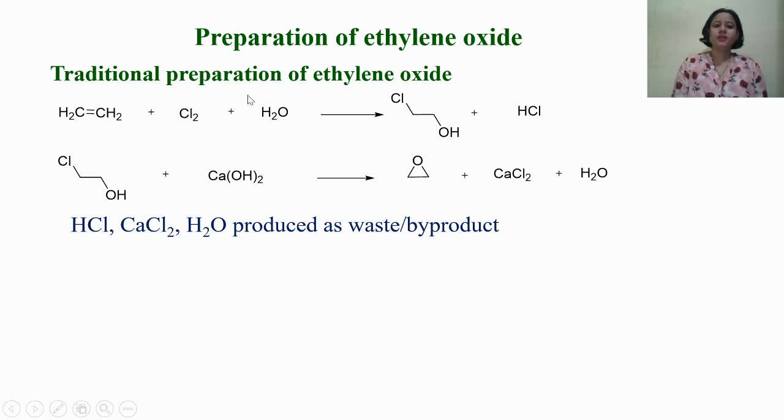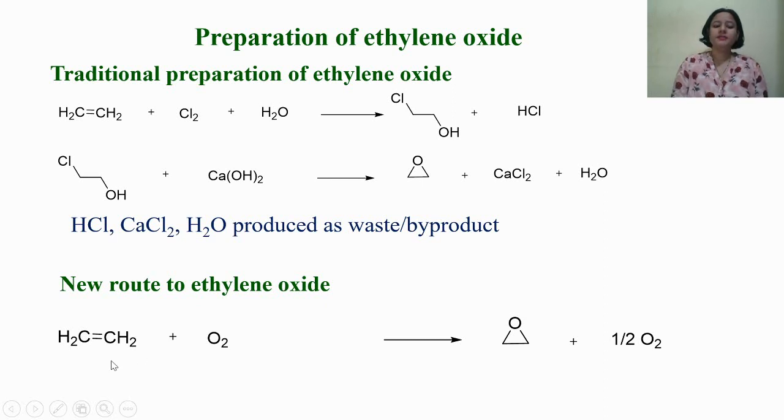This is the traditional method of preparation of ethylene oxide, and in this method you can see it is a two-step process. HCl, calcium chloride and water are produced as waste or byproduct. So in this method waste is generated. Now let us see another method of preparation of ethylene oxide. In this method ethylene oxide is prepared using ethylene and oxygen, and here only oxygen is the byproduct.